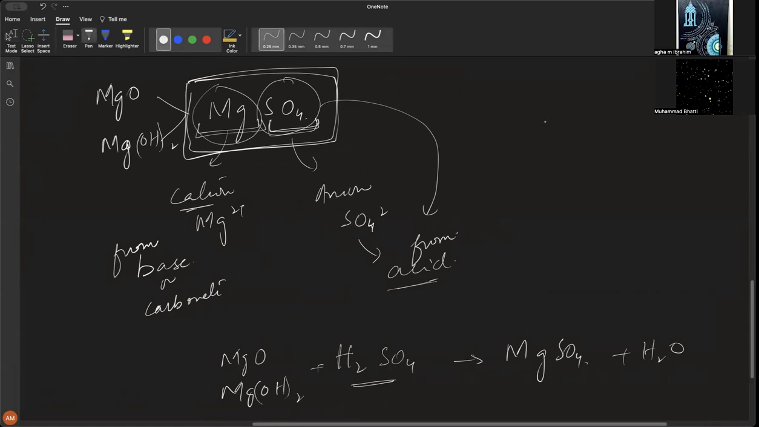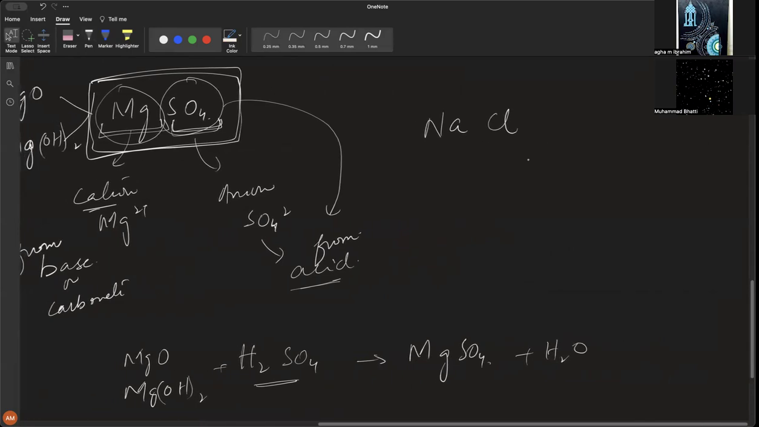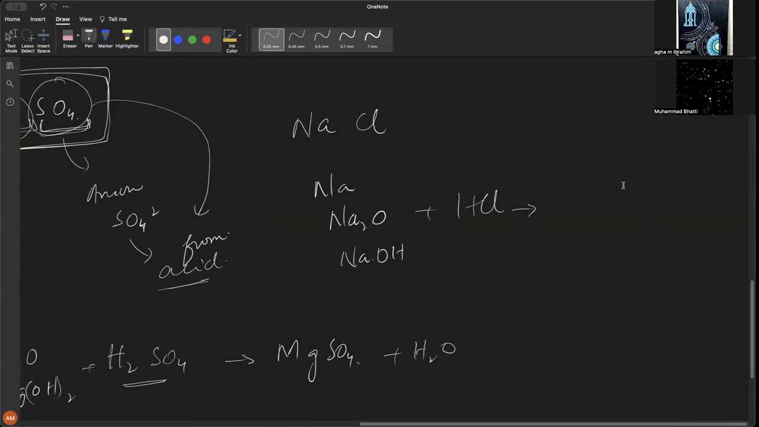By looking at the salt, if you look at sodium chloride, can you tell what are the two substances that would have reacted to produce sodium chloride? Sodium and hydrochloric acid. It could have been sodium, it could have been sodium oxide, it could have been sodium hydroxide. Any one of them would have reacted with hydrochloric acid to give you a salt of sodium chloride.